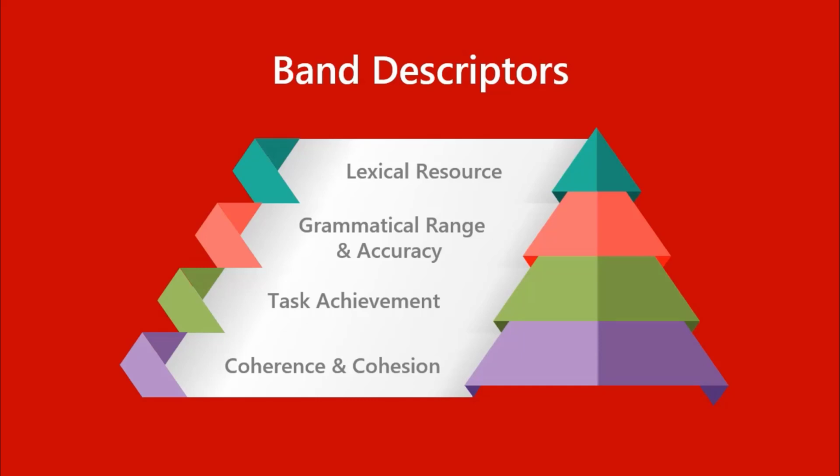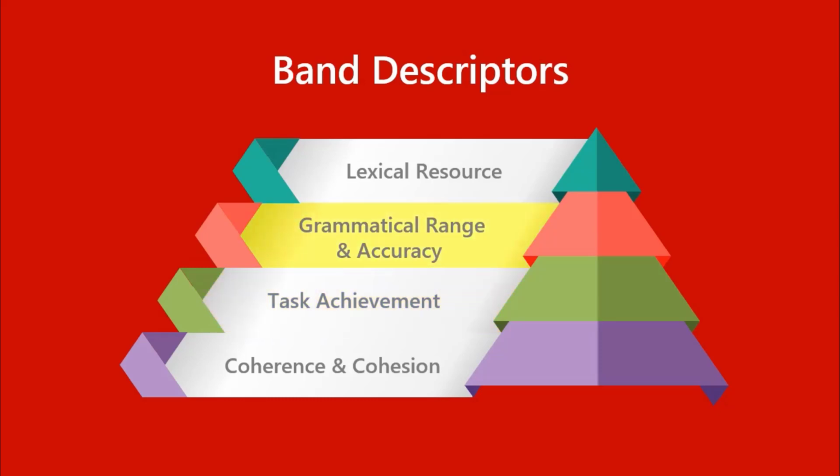Now let us look at what each of these band descriptors mean. To start with, coherence and cohesion deals with how your essay is structured and how your ideas are put out in your essay. Next comes the task achievement. As far as task achievement is concerned, it basically finds out whether you have answered the question properly and in a meaningful manner. So apart from that, for achieving a high score in task achievement, you need to support your central points with ample elaboration and examples.